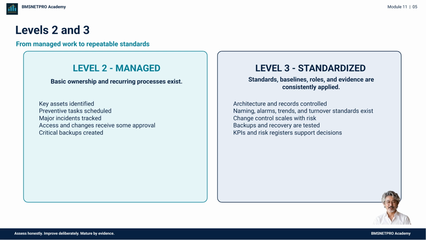Level 2 is managed. Basic ownership and recurring processes exist, but consistency may still vary. Level 3 is standardized. Standards, baselines, roles, evidence, change control, backups, KPIs, risk registers, training, and cross-coverage become repeatable. Level 3 is a major milestone because the program is no longer dependent only on memory or heroics.